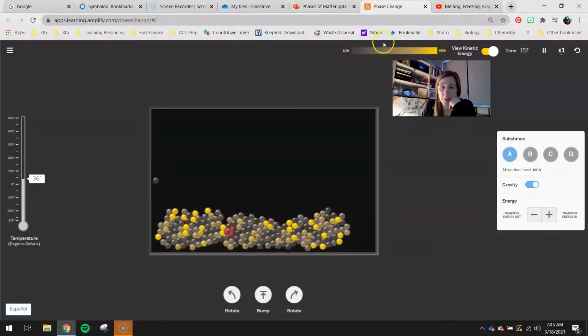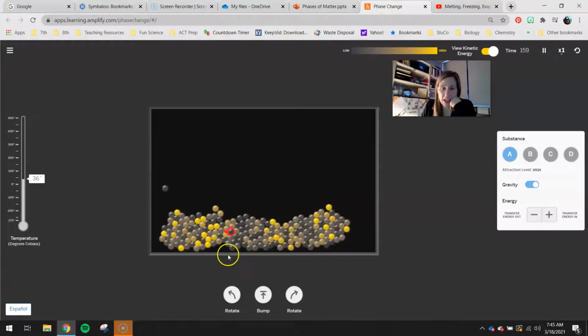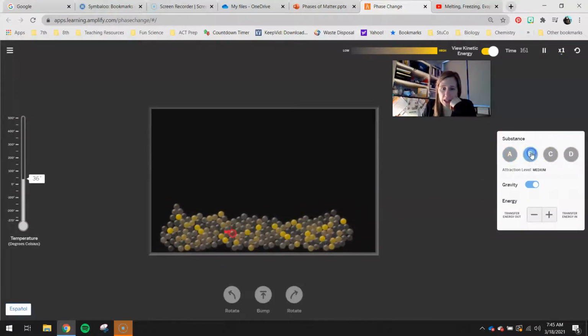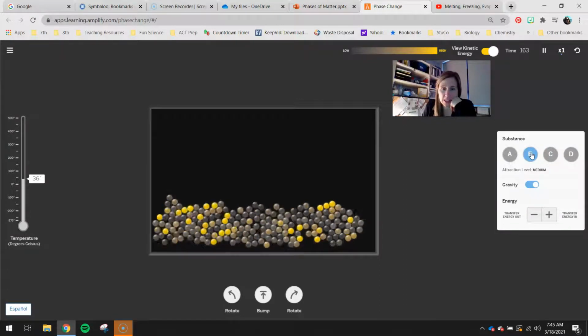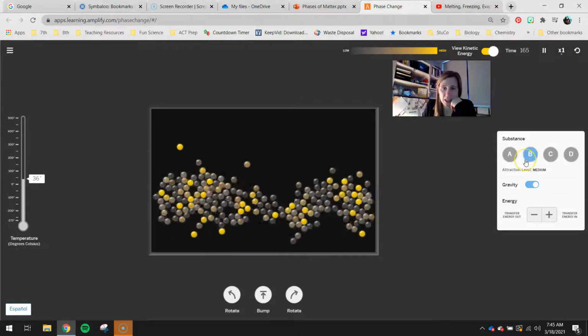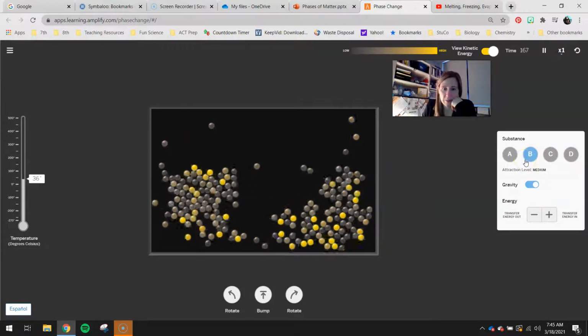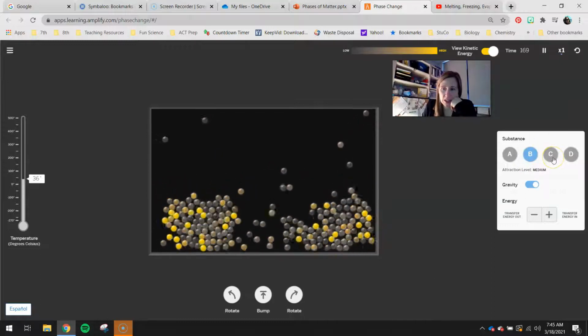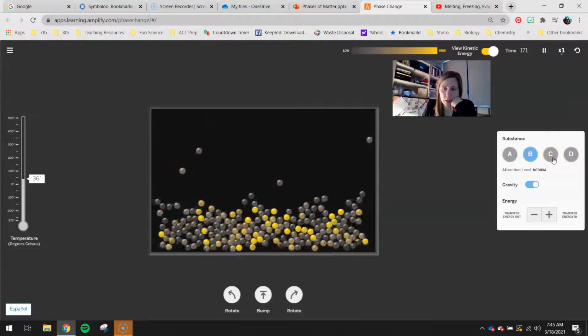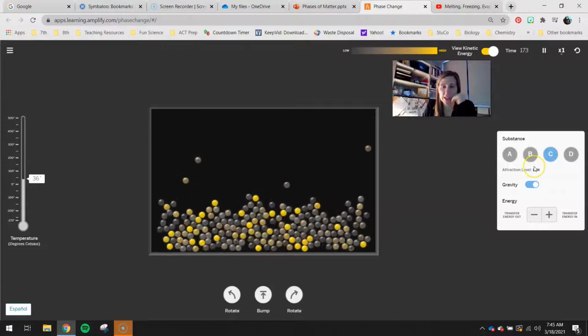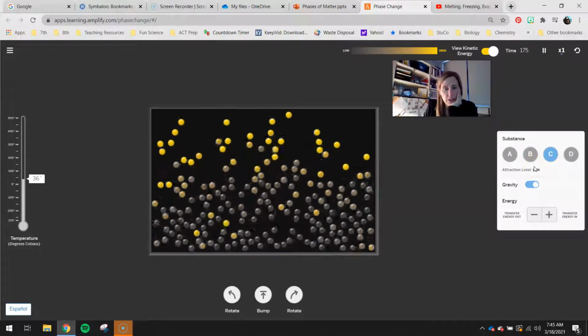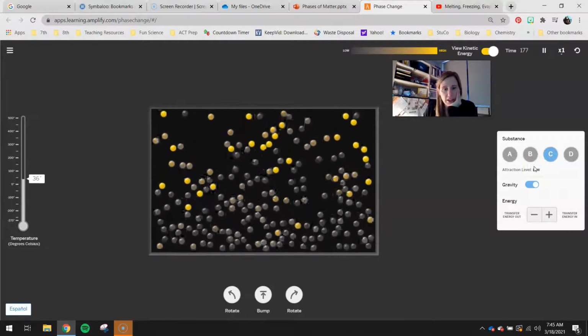Average kinetic energy of the molecules: if we look at this versus maybe one of these, we can test and check what the colors look like. You can do that as either high, medium, or low. Okay, so let's get a good variety here.